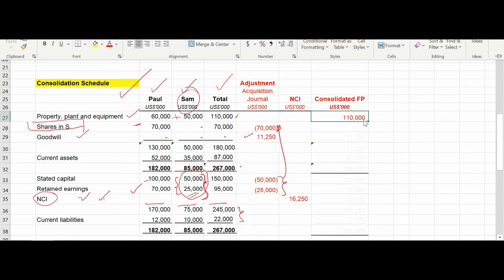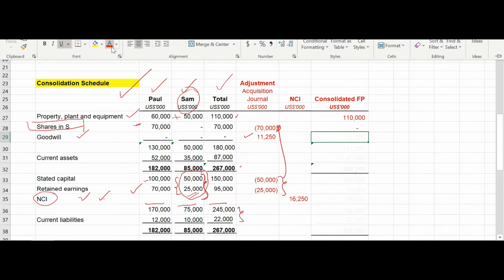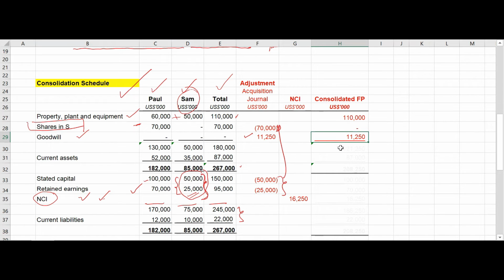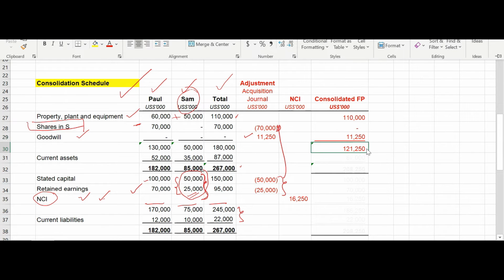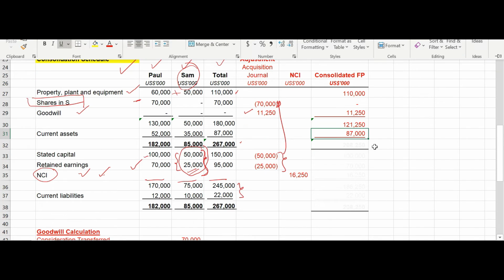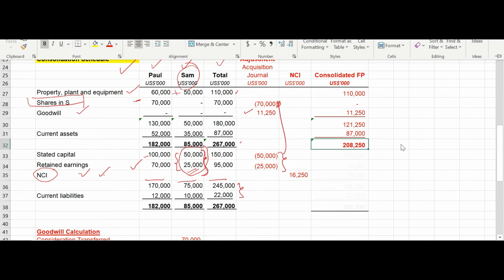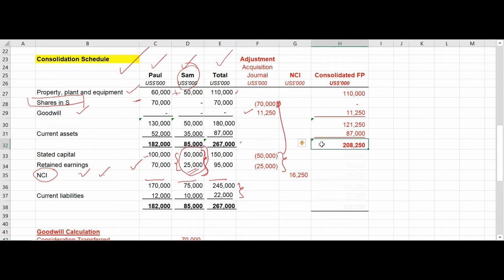So the investment we are eliminating from the total column with the adjustment column. So there is no balance here. It will be 0. Then the goodwill has to be recorded. Goodwill will be part of the financial position. So therefore the total non-current assets will be 121,250. Then the current assets also, there are no adjustments required. Straight away we can take 87,000. Then the total will be 208,250. Okay, so this will be the total assets.